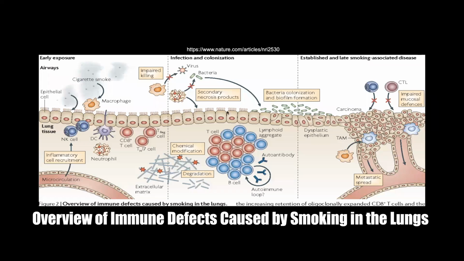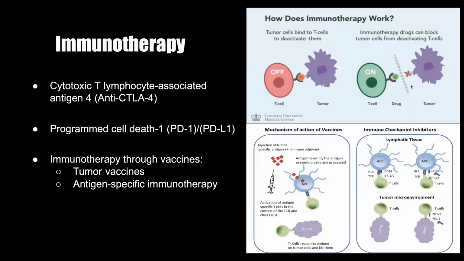Here's an example of cigarette smoke affecting epithelial cells on the far left. Over time, it'll start to impair the immune function, allowing viruses and bacteria to also start colonizing an already immunocompromised host. And over time, it just has detrimental effects to the host. And if this is a localized area, imagine how cancer can spread throughout the whole body, starting from lung cancer.